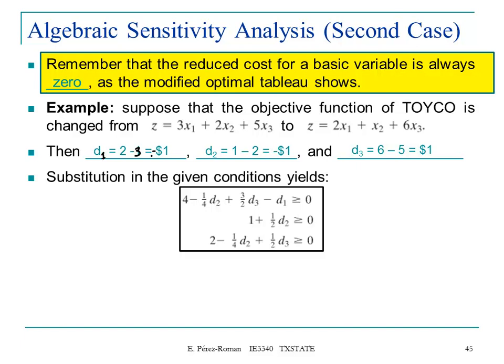So you're saying, I'm going to try these new values for the revenues and see if my problem is still optimal. Basically, you're increasing the profit that you're making for cars, and you want to see how that will affect your optimal solution.